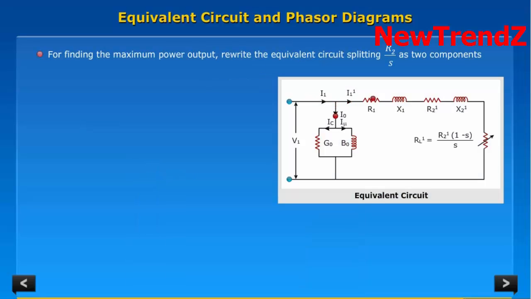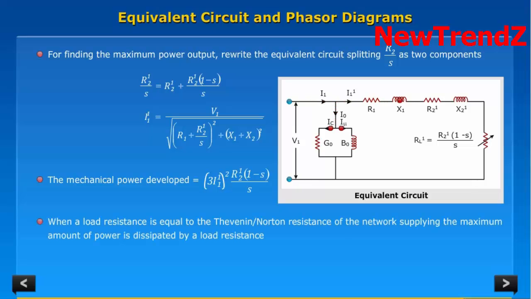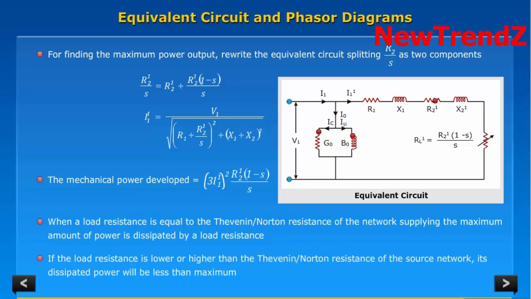For finding the maximum power output, rewrite the equivalent circuit splitting R2 by s into two components. The mechanical power developed is as shown. When a load resistance is equal to the Thevenin or Norton resistance of the network supplying it, the maximum amount of power is dissipated by the load resistance. If the load resistance is lower or higher than the Thevenin or Norton resistance of the source network, its dissipated power will be less than maximum.